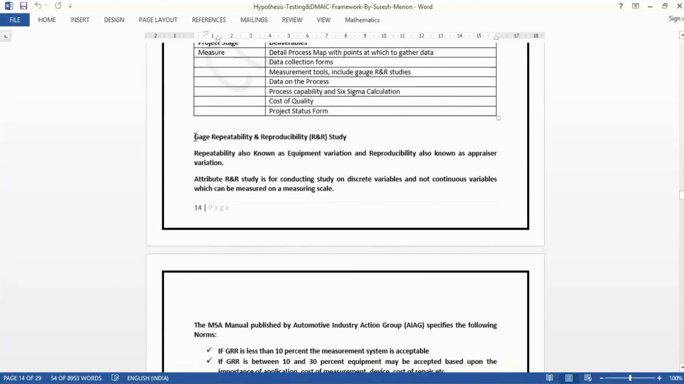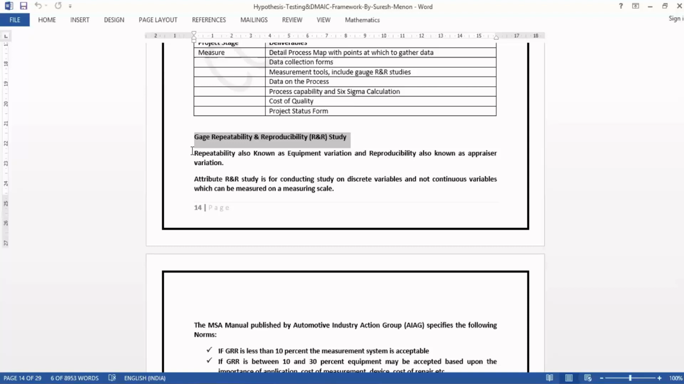We had discussed this gauge repeatability and reproducibility, R&R study. Repeatability is also known as equipment variation and reproducibility is also known as appraiser variation. See, very simply it is given there. Repeatability is when the equipment being used is causing the variation. And reproducibility is when the operator using that equipment is causing the variation because he is not properly trained. Please note this down.